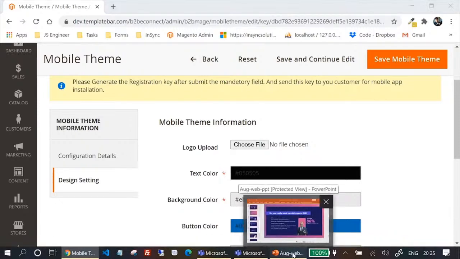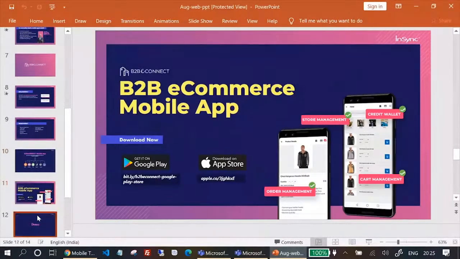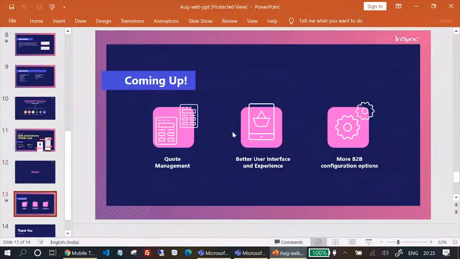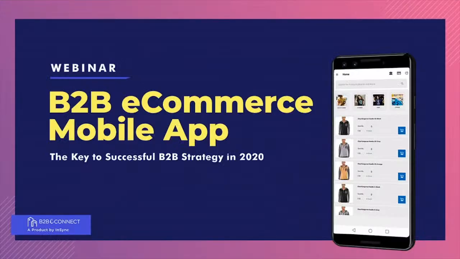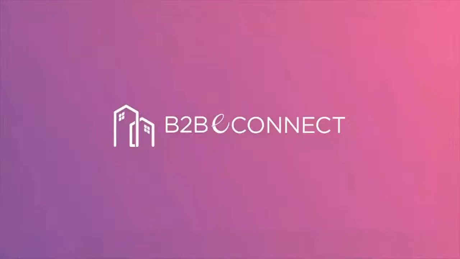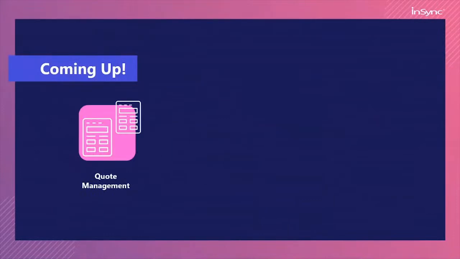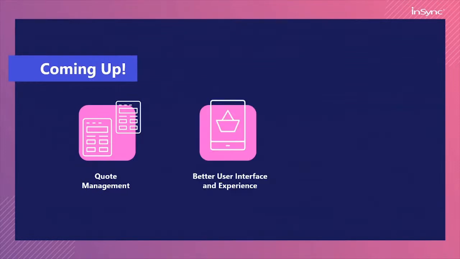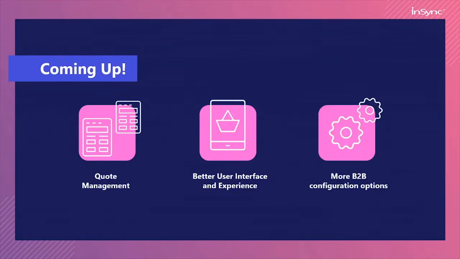Next, I was talking about the coming up features for this mobile app. So what features are coming up? We'll have quote management in the mobile app. Using quote management, you can let your customers apply for quotations and for negotiations from the app itself. You can get a better user experience and interface. We're coming up with more user experience and interface, a more suitable design for your native application.